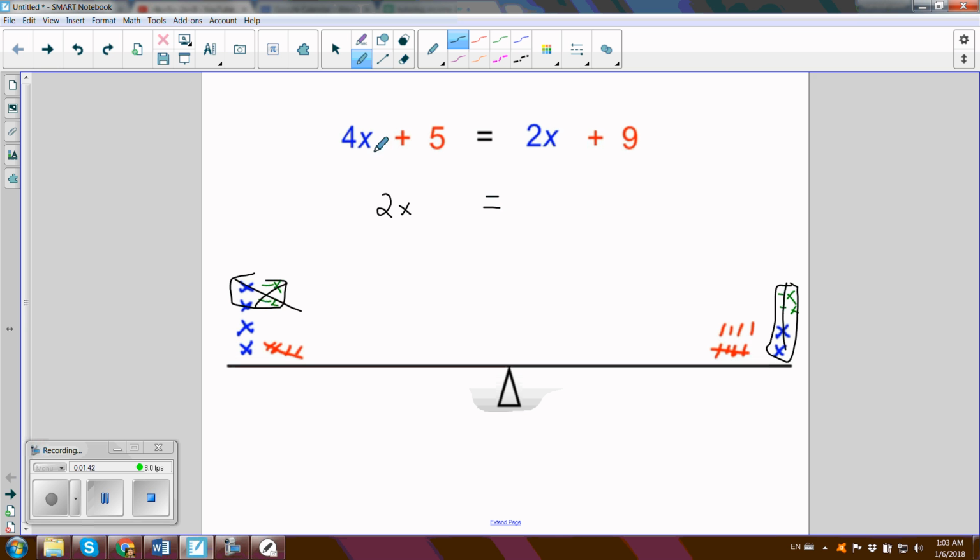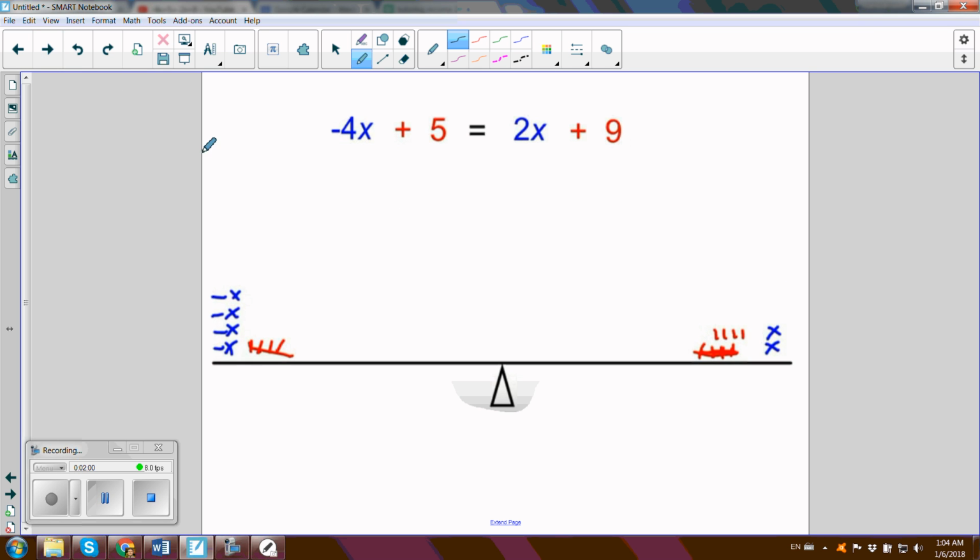So 4x on the left and 2x on the right is the same as 2x on the left and no x on the right. So this is the resulting equation. Yes, what actually happened was 2x got subtracted from both sides, but you don't really need to think about it that way.